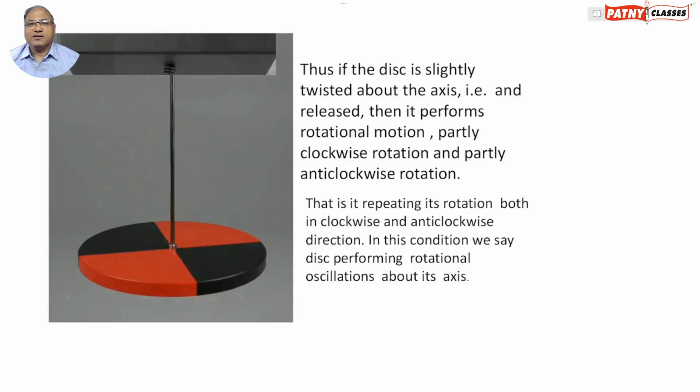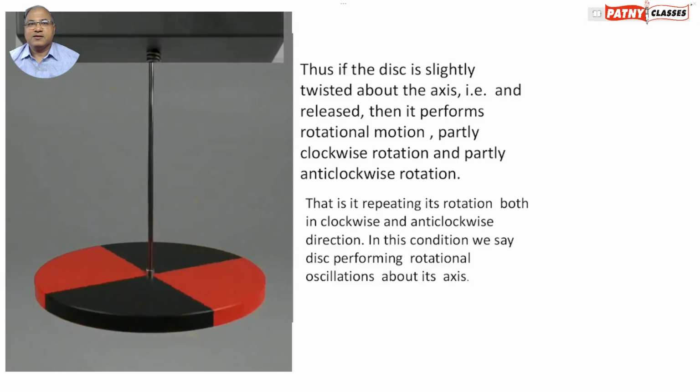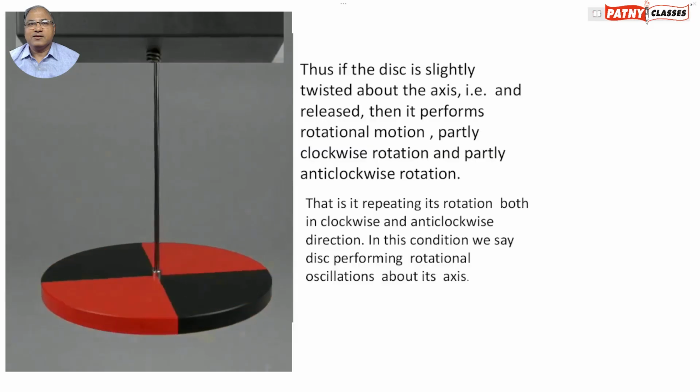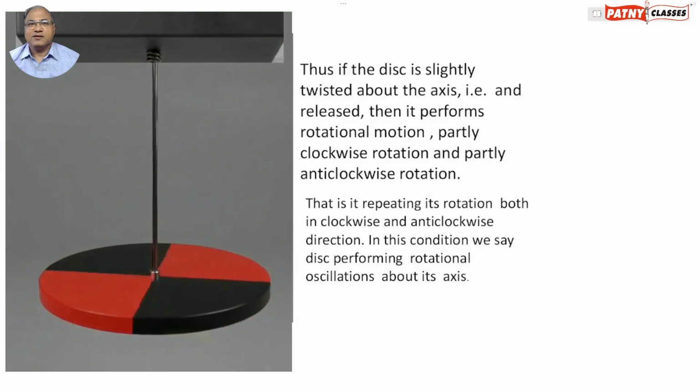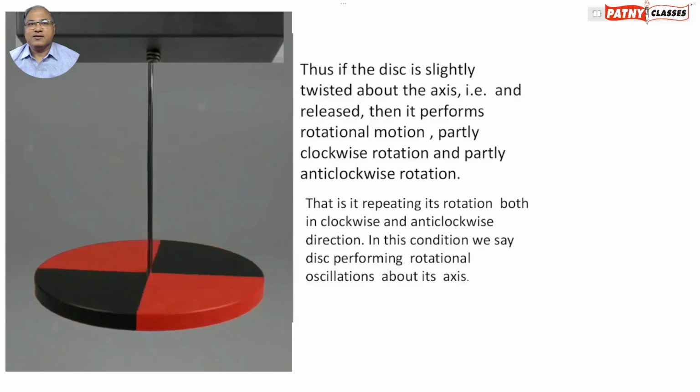So this disc, after removal of the twisting force, is rotating both in clockwise as well as anti-clockwise direction. And so this is the condition. We say the disc is performing rotational oscillation about its axis. What is the axis? The axis is nothing but the suspended string, the suspended metallic wire. So that is the axis of rotation. So the disc is rotating about the axis of rotation and performing both clockwise as well as anti-clockwise motion, and it's a rotational motion. Therefore we can say rotational oscillation.